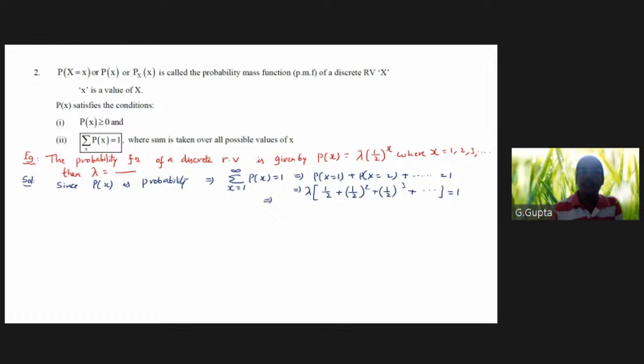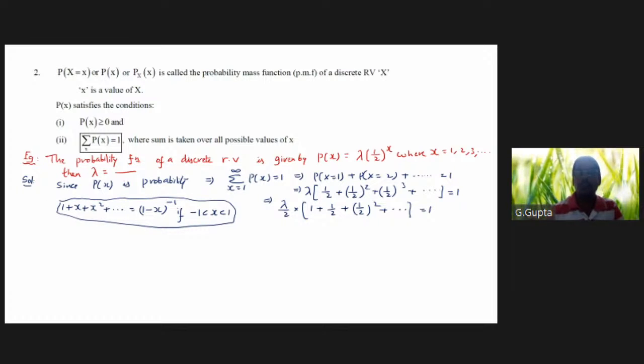So this is lambda. 1 by 2 is also common, take it out, and then 1 plus 1 by 2 plus 1 by 2 whole square plus so on is equal to 1. So this is a geometric series, which we know from 9th, 10th class, 12th standard, intermediate, etc., or a Maclaurin series from calculus. We are going to discuss these types of problems in the next sessions. 1 plus x plus x square, etc., is equal to 1 minus x whole to the power minus 1, if the common ratio lies between minus 1 and 1. This is from childhood classes we studied. Geometric series.